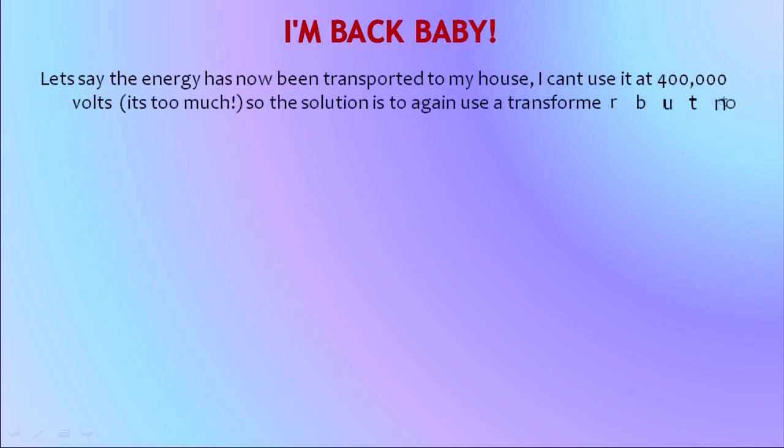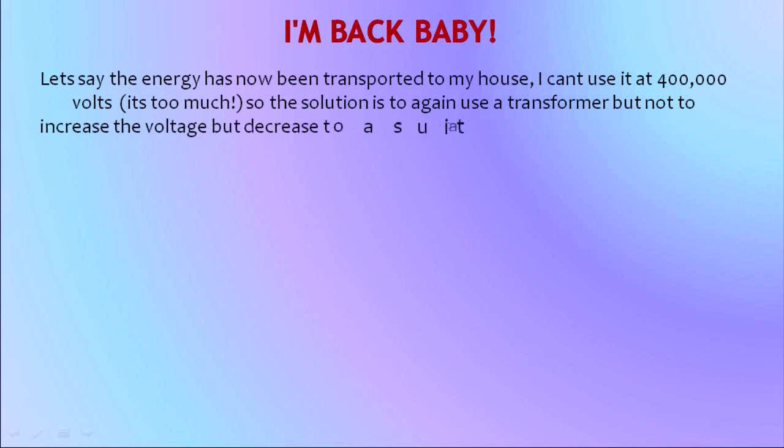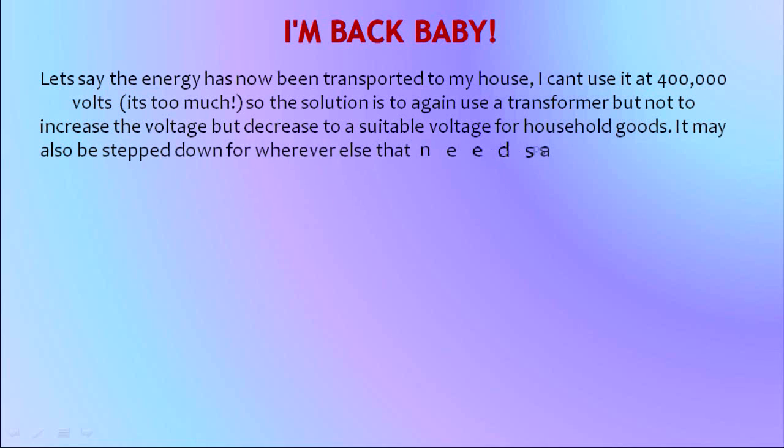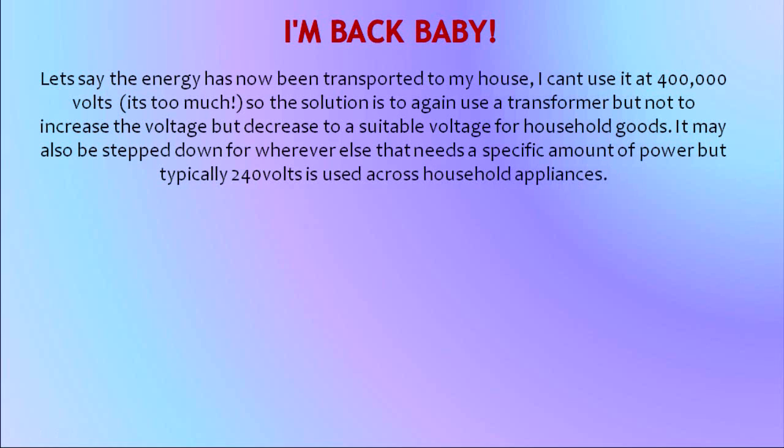Back, baby. Let's say the energy has now been transported to my house. I can't use it at 400,000 volts. It's too much. So the solution is, again, to use the transformer, but not to increase the voltage, but to decrease it to a suitable voltage for household goods. It may also be stepped down for whatever reason that needs a specific amount of power, but typically 240 volts, which is used across household appliances.